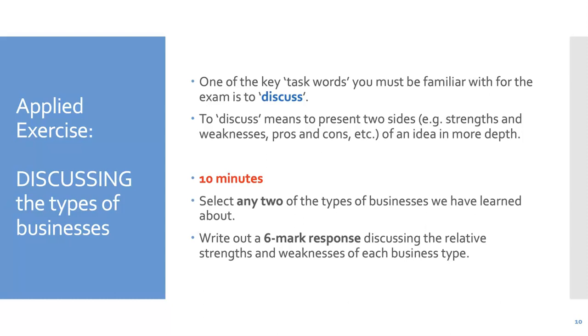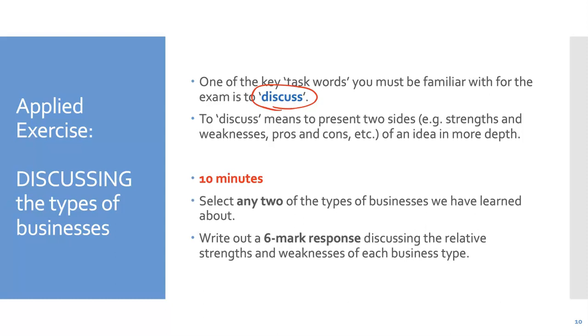If you want to apply this exercise, a great way is to start to think about what an exam question would be. And the great starting point is to always think about the task word you could see, and often this task word is discuss. And to discuss means you're going to have to present both sides of an argument and talk about the strengths and weaknesses, pros and cons.